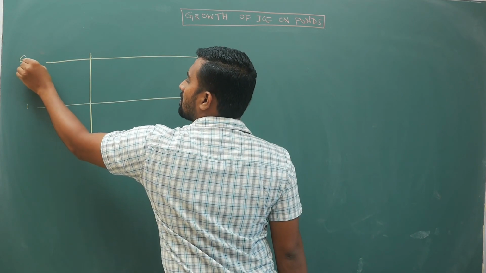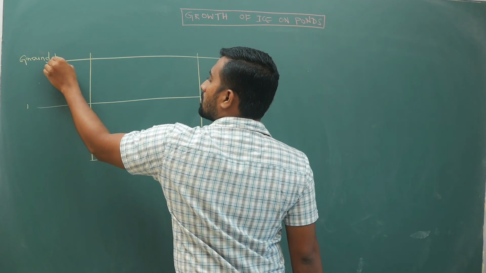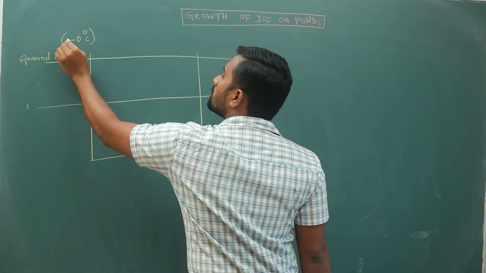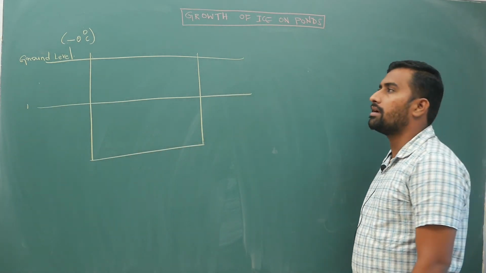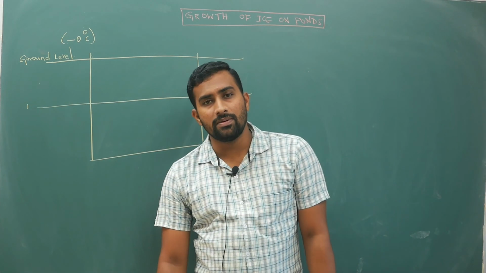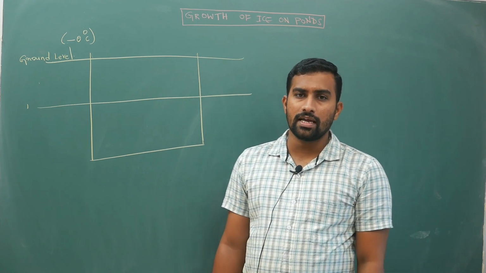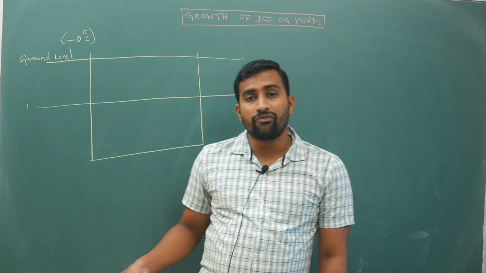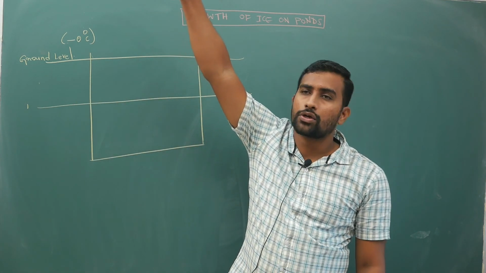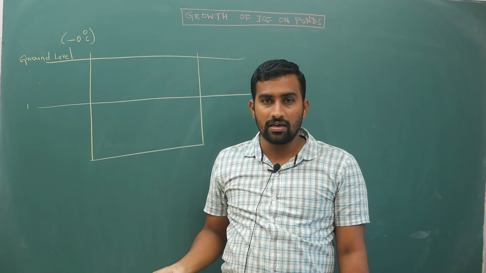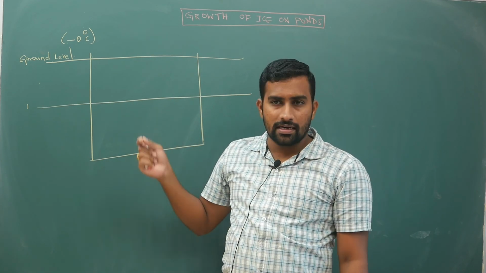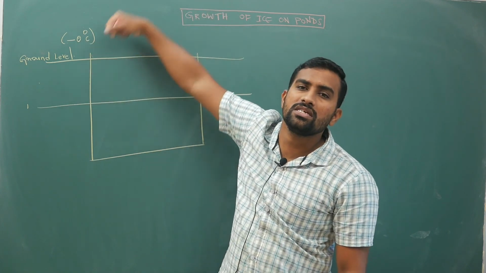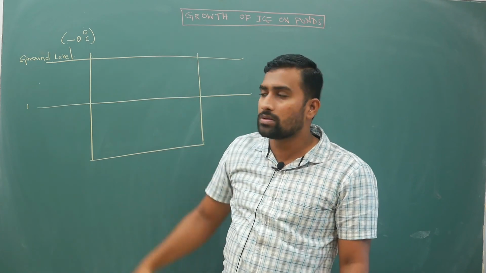Now this is your ground level. In the winter in cold countries, your atmospheric temperature will usually be negative, that is, below theta. Ice falling from the top is different. This is not that. This growth of ice on ponds is not upwards above the surface of the ground, it is actually downwards.